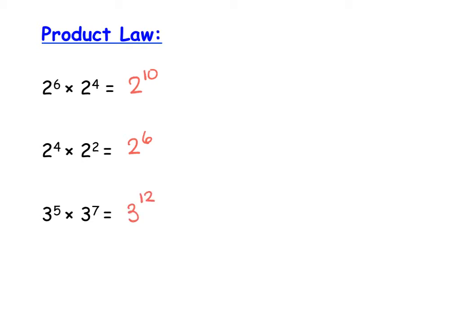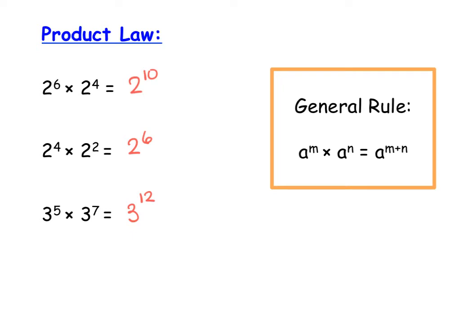There is a general rule we can use when we need to multiply two exponents. Our general rule is that when we have a to the power of m times a to the power of n, it's going to be a to the exponent of m plus n. If we take a look again at that first example, it was 2 to the power of 6 times 2 to the power of 4. Well, the exponents were 6 and 4, so we can just add them. 6 plus 4 made 10.